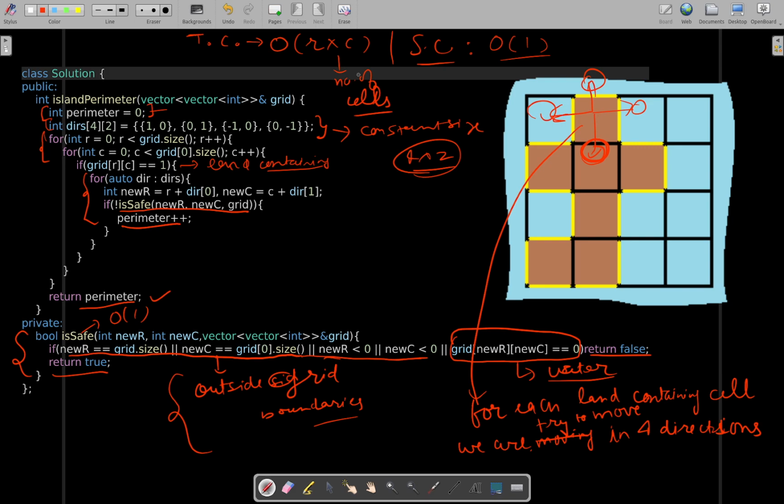This is the approach, and a little optimization you can do is that you can take a reference here, because this operation will result in making a copy of the direction entry being made. So instead of making a copy, you can use this ampersand symbol.